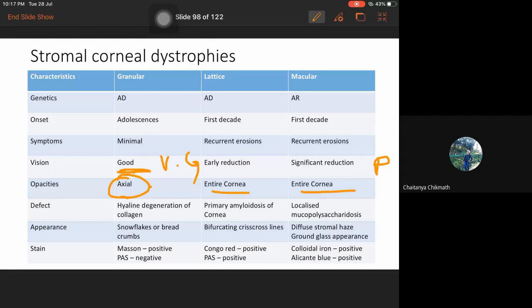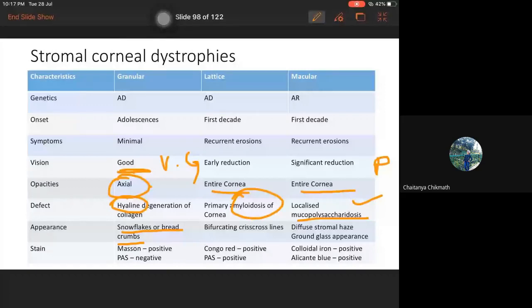Here you will have hyaline deposits in a granular dystrophy. You will have amyloid deposits in a lattice degeneration. Mucopolysaccharides deposits in the case of macular dystrophy. And I told you also what the appearance is. Granular will have a snowflake or a breadcrumb appearance. Lattice will have bifurcating crisscross lines. The macular dystrophy will have a ground glass appearance.